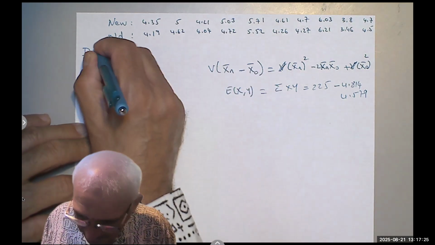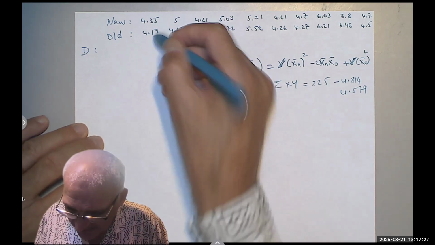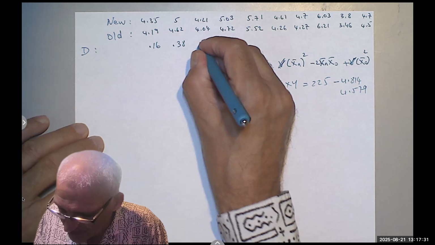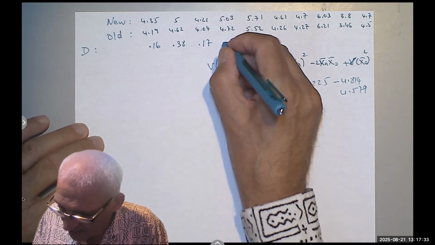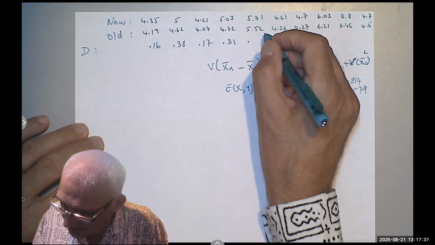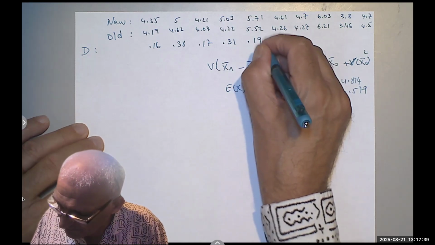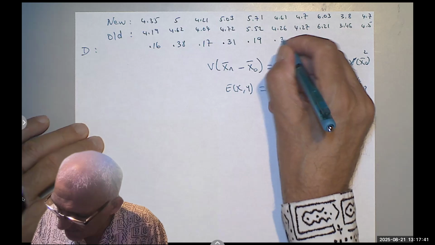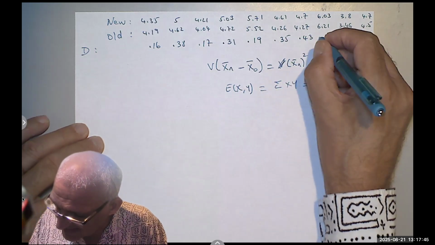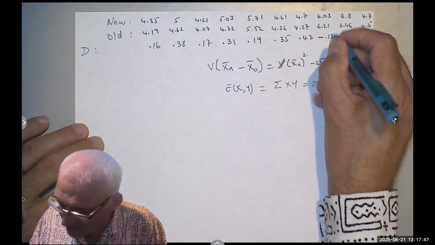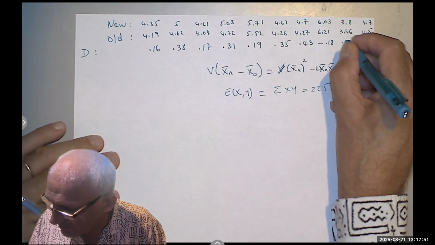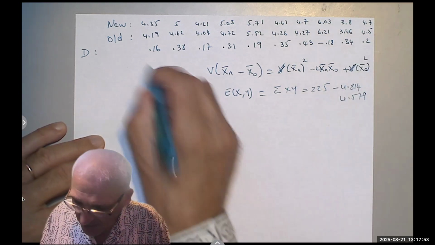Let's call it D. This minus that is 0.16, 0.38, 0.17, 0.31, 0.19, 0.35, 0.43, and this is negative 0.18 because this one is lower than that for some reason, 0.34 and 0.2.